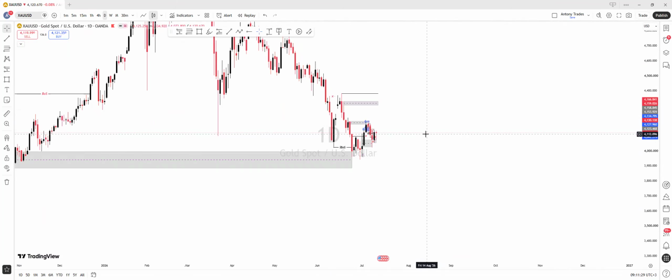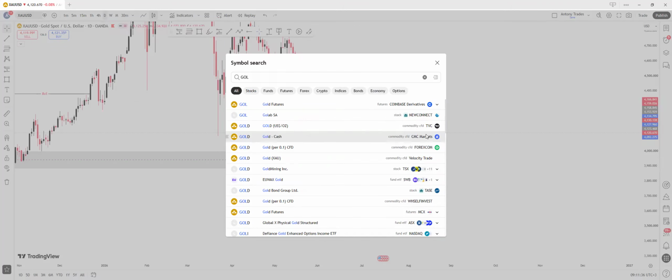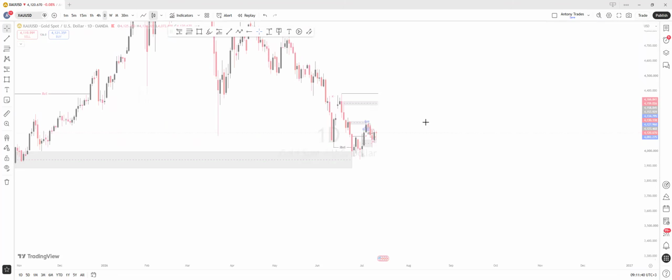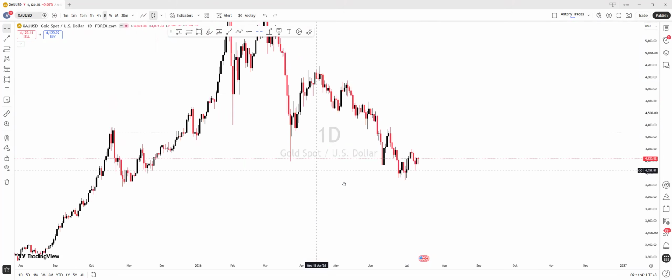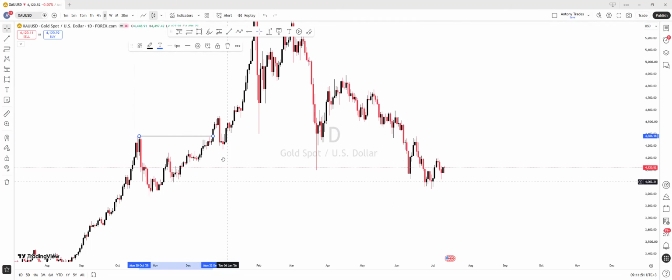So starting from the daily time frame, let me use a different pair or a different broker. So we're gonna use forex.com. Let's do our analysis afresh. We can see this is the last bullish break of structure from gold. All right, so we have that break of structure to the downside.